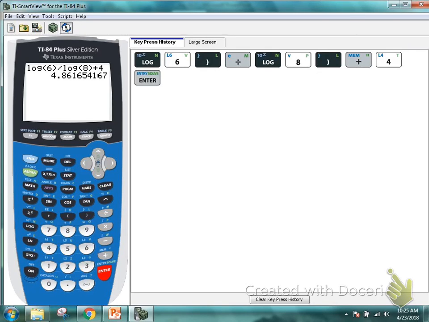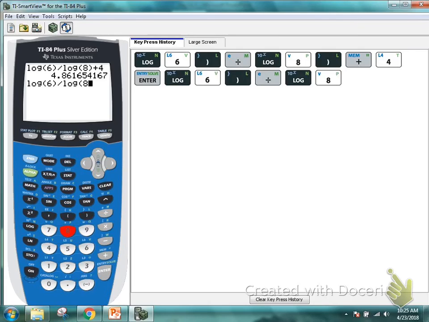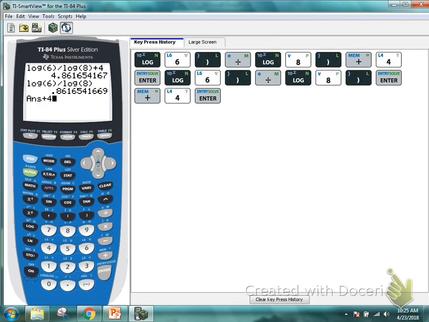Hit enter on it, and there you go. Okay. You could also, if you want to, break it up. Do log of 6 divided by log of 8, hit enter, then add 4 to it, hit enter, and you got it.